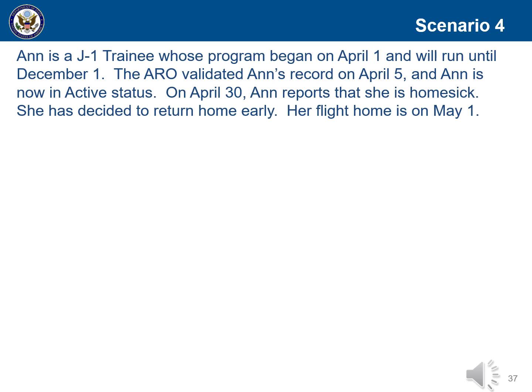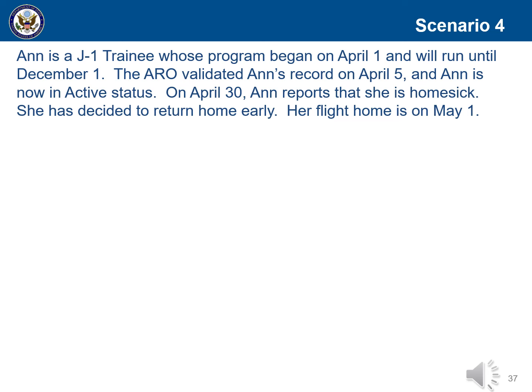Anne is a J1 trainee whose program began on April 1 and will run until December 1. The ARO validated Anne's record on April 5, and Anne is now in active status. On April 30, Anne reports that she is homesick. She has decided to return home early. Her flight home is on May 1.